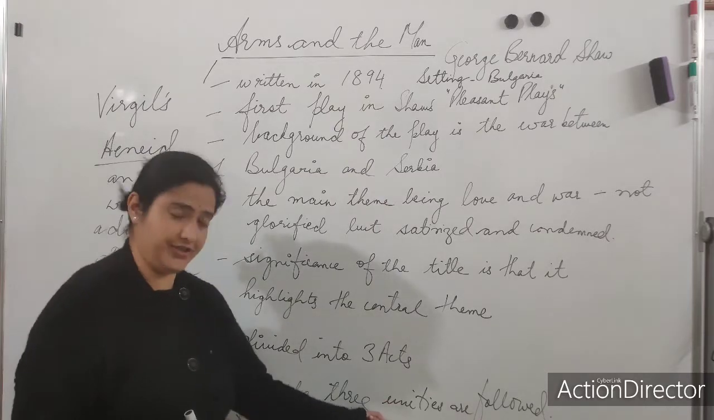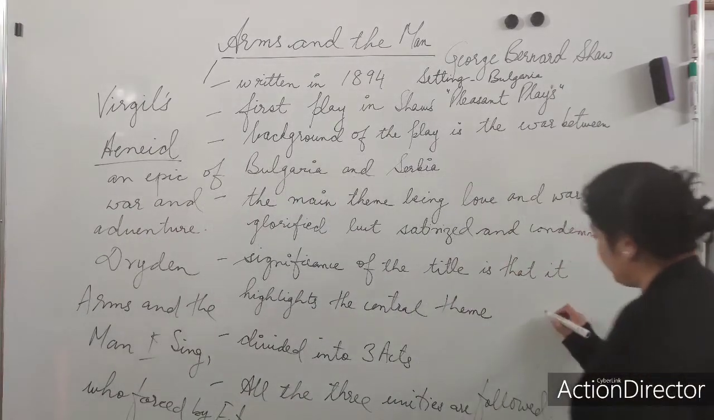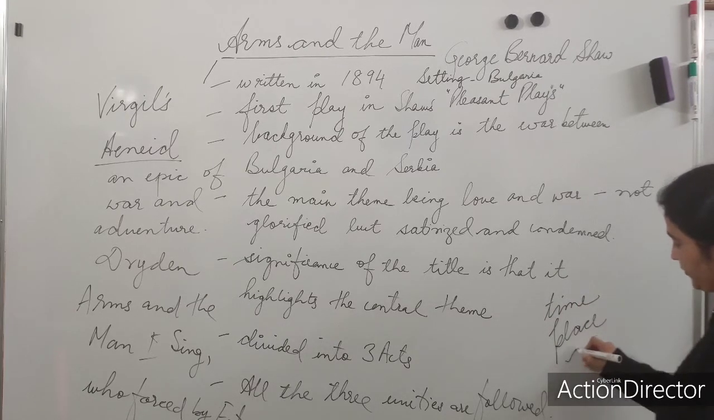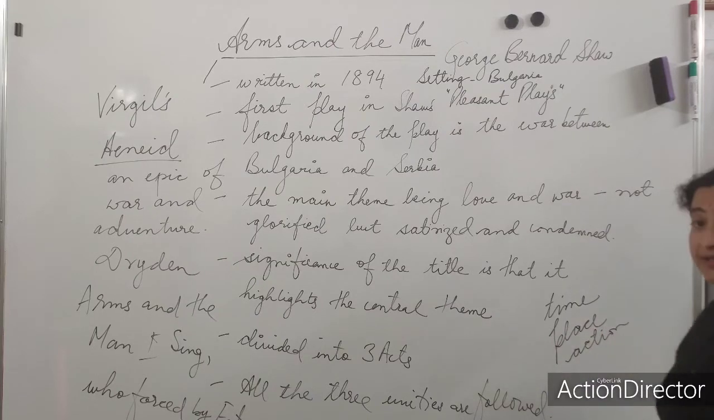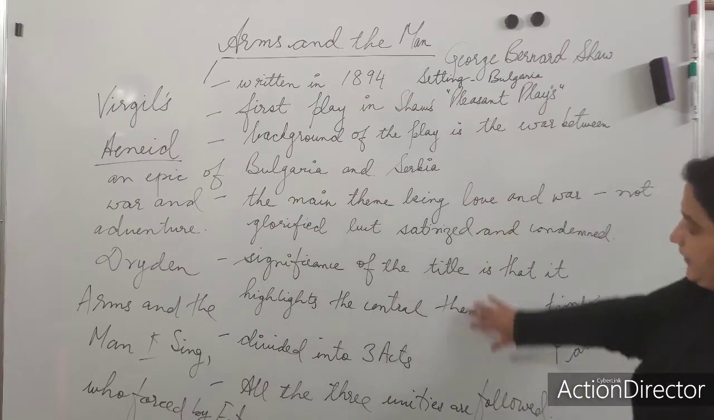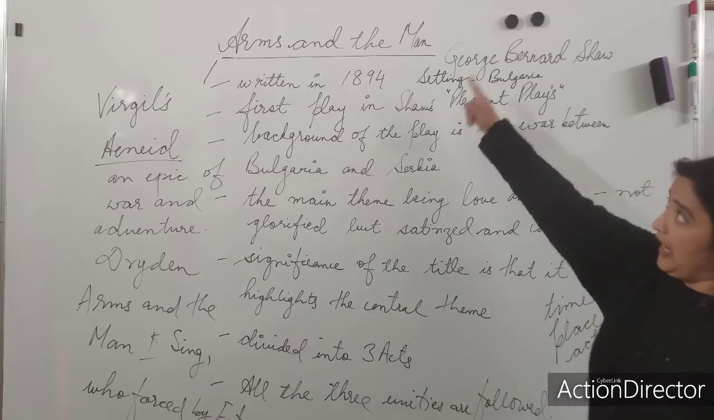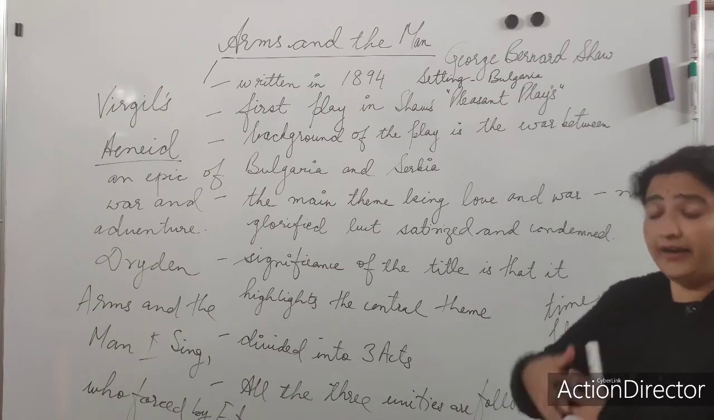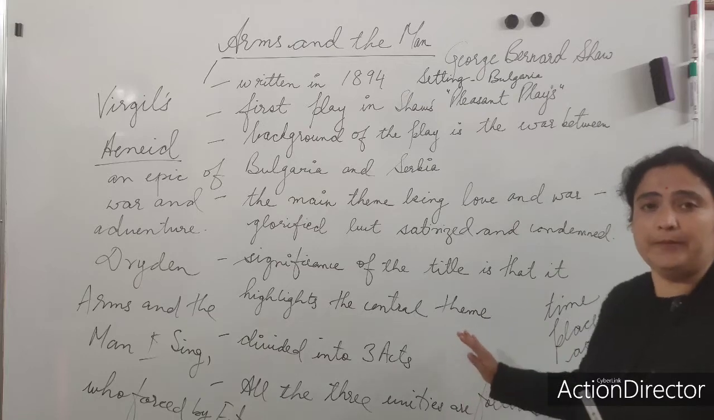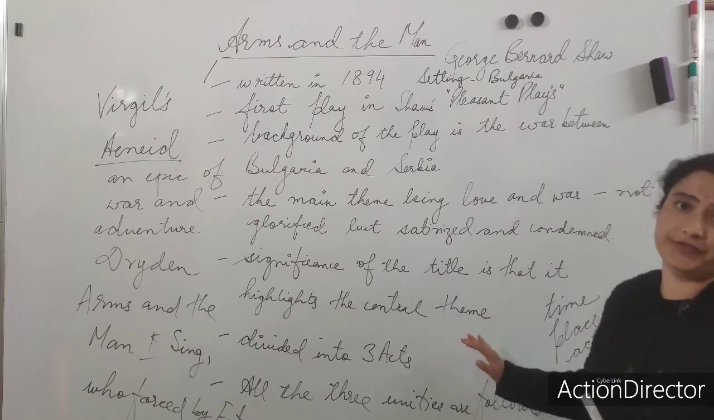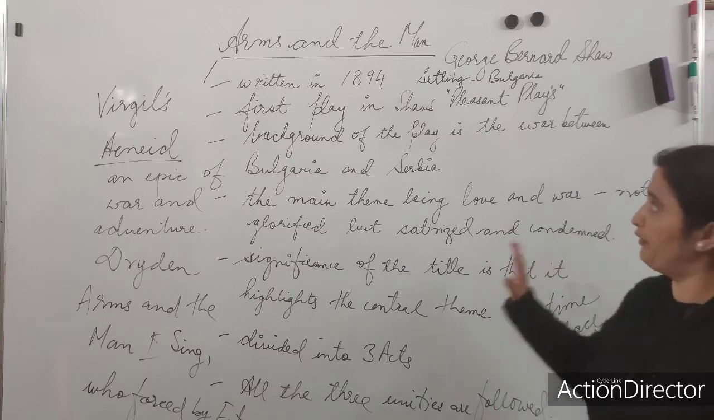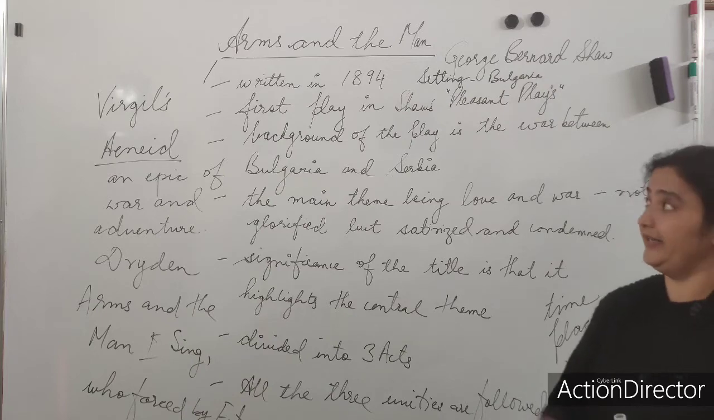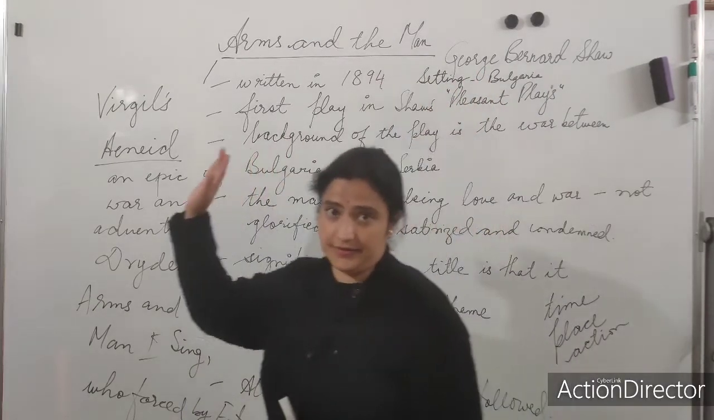And all the 3 unities of what? Unity of time, unity of place, and unity of action have been followed, right? Now these are our key points as far as Arms and the Man is concerned. We will be dwelling our study, our analysis of the play on these important key points. Okay, I hope you got my point. You have to remember all this. Only then you will be able to develop an understanding as far as the play is concerned.